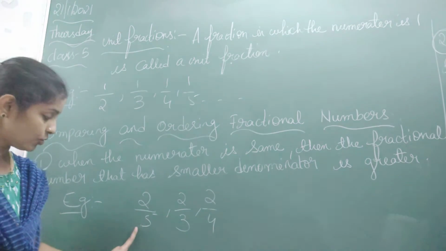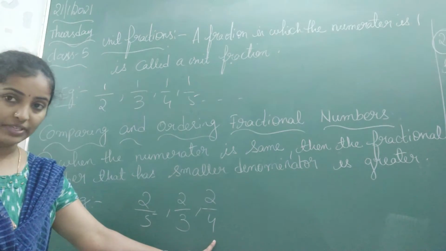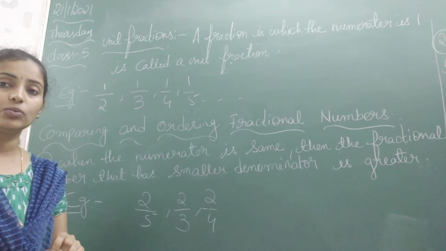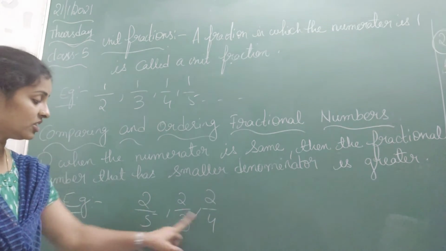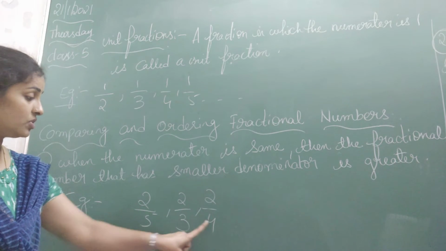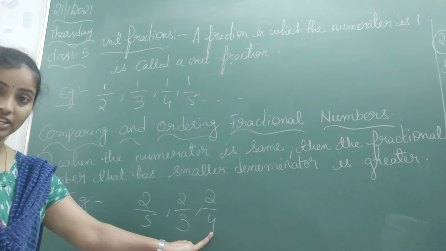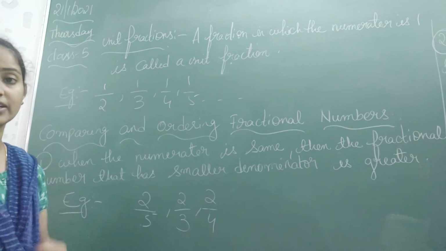Now you can observe 5 is there, 3 is there, 4 is there in the denominators. So which is the greater one? 2 by 3 is the greater one. And which is the next greater one? 4 is the next greater one. And next what do you have? 5.